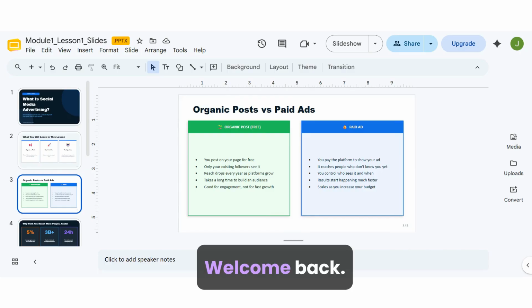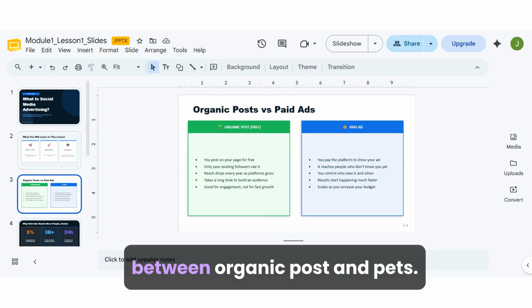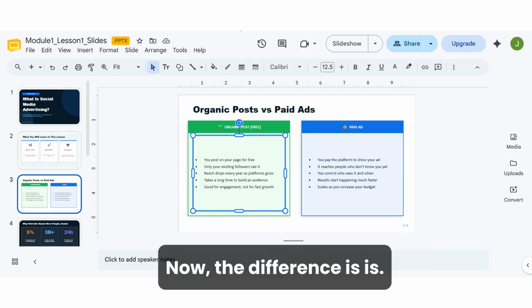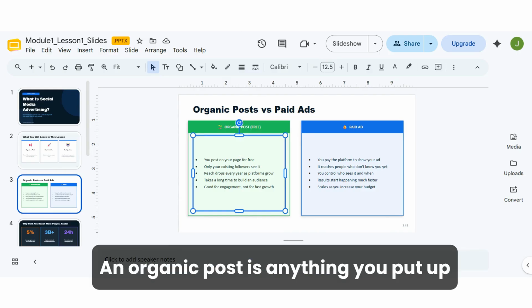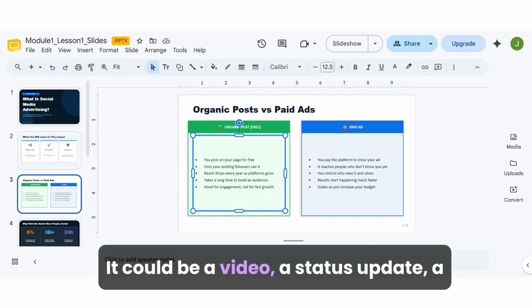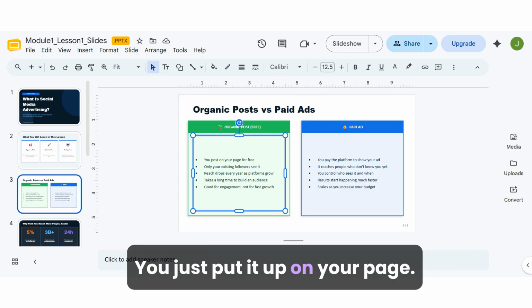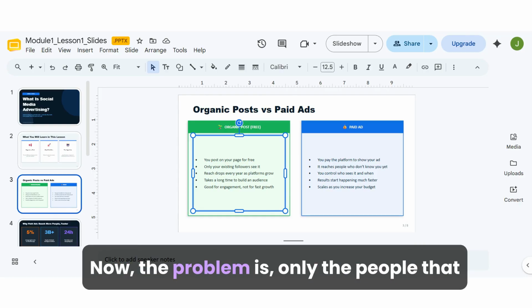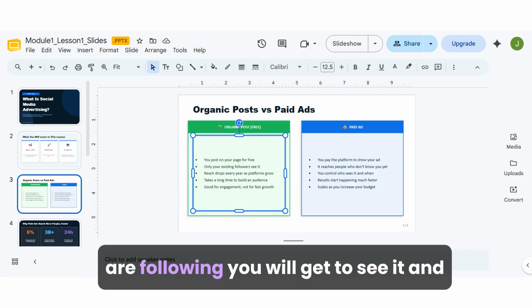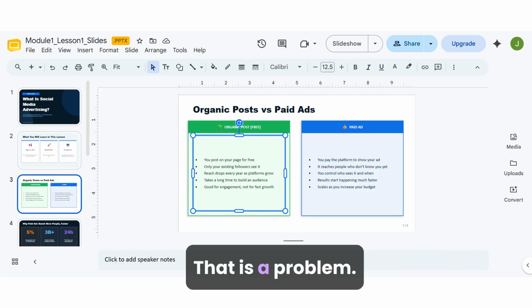Welcome back. Now, let us start with the difference between organic posts and paid ads. An organic post is anything you put up for free on your page. It could be a video, a status update, a photo, anything. It doesn't cost you anything at all. You just put it up on your page. Now, the problem is only the people that are following you will get to see it, and then not even all of them. That is a problem.